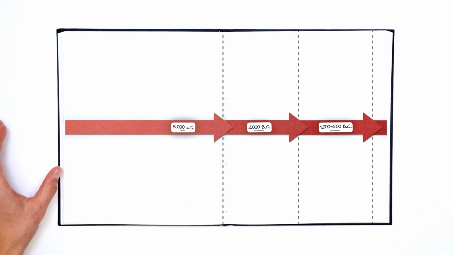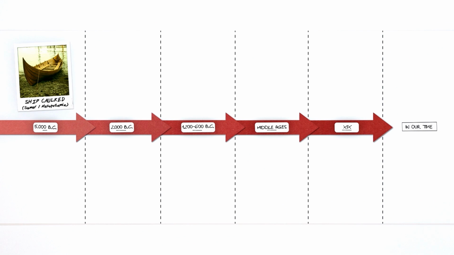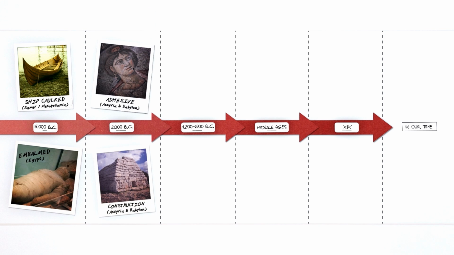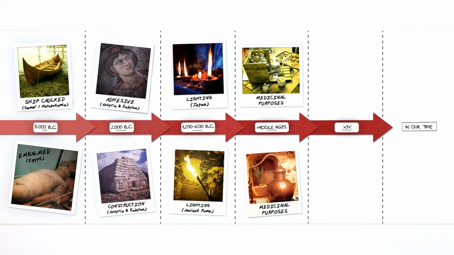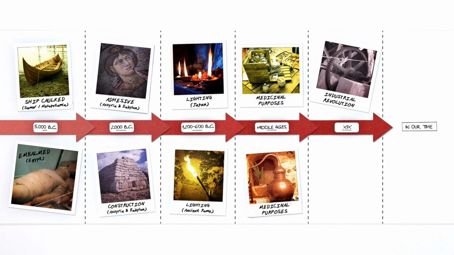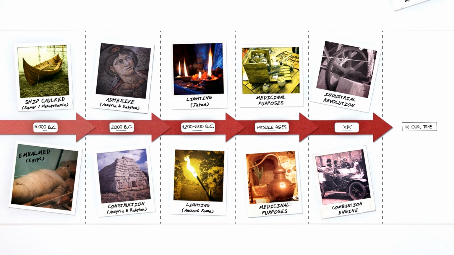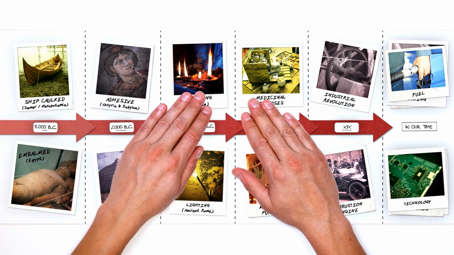Throughout history, it has had many uses, such as waterproofing boats in Sumer, embalming mummies in Egypt, as a construction adhesive in Assyria and Babylonia, or as fuel for lighting in various cultures. In the Middle Ages, it was used for medicinal purposes, and in the 19th century, it was responsible for the Industrial Revolution and the means of transport, becoming the major source of energy and raw materials in our time.